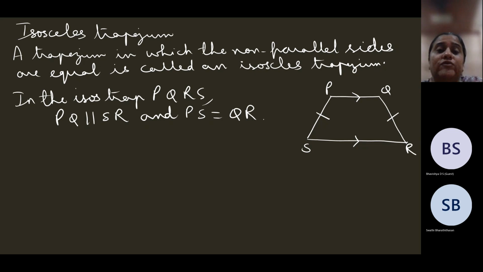So in a quadrilateral, if no pair of opposite sides is parallel, then it's called a kite. In a kite, opposite sides are not parallel. In a quadrilateral, if exactly one pair of opposite sides is parallel, it's called a trapezium. And in the trapezium, if the non-parallel sides are equal, then it's called an isosceles trapezium.